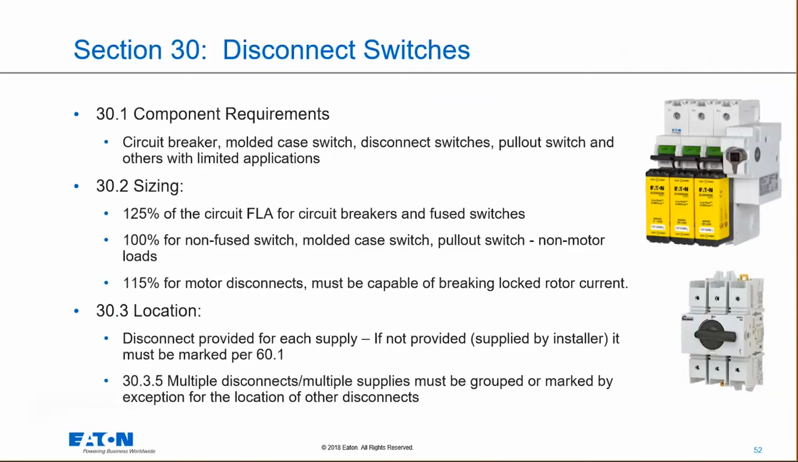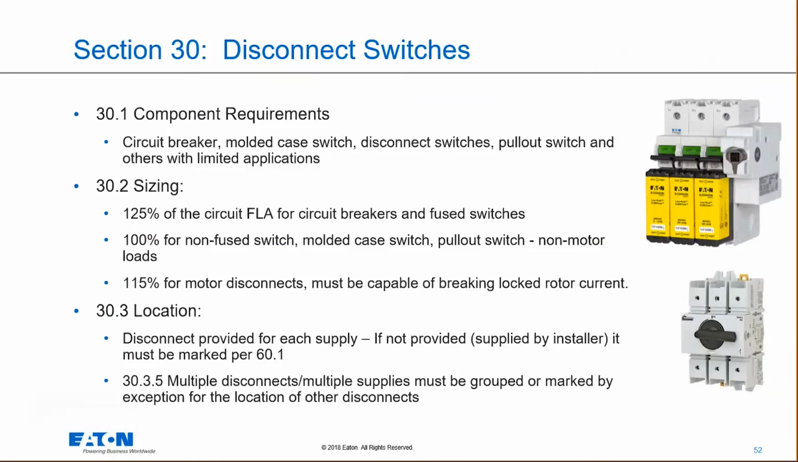When we're talking about the locations, a disconnect switch must be provided for each supply. So if you have a supply coming into your panel, you must have a disconnect switch for that supply. If not, then it must be marked per 60.1. When you look at 30.3, it says you've got a supply disconnect, but if you don't, there's an exception, but you have to label it that way and say the disconnect is supplied elsewhere, by another means, but it has to clearly be labeled that way.